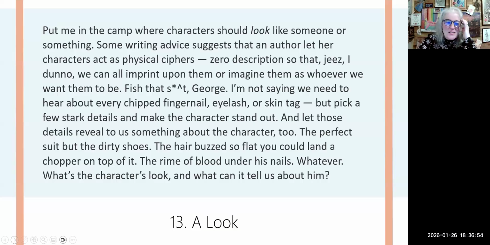I'm not saying we need to hear about every chipped fingernail, eyelash, or skin tag, but pick a few stark details and make the character stand out. And let those details reveal to us something about the character, too. The perfect suit, but the dirty shoes. The hair buzzed so flat that you could land a chopper on top of it. The rim of blood under his nails. Whatever. What's the character's look, and what can it tell us about him?